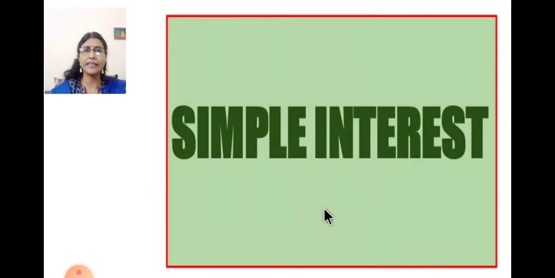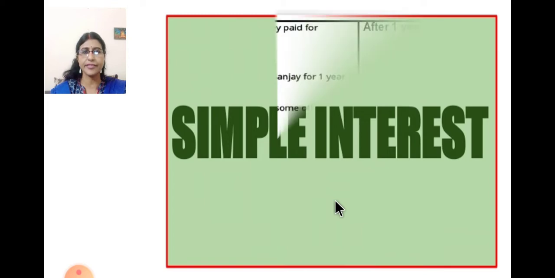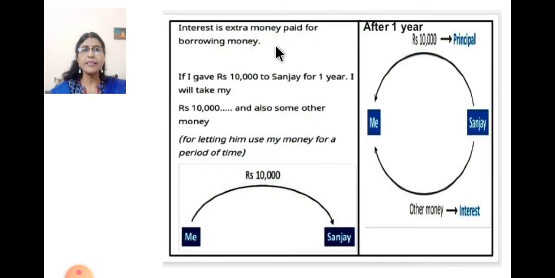First, let us understand what is simple interest. Interest is extra money paid for borrowing money. So if any money is borrowed, the extra money which is given, that is called as interest. If I gave rupees 10,000 to Sanjay for 1 year, I will take my rupees 10,000 and also some other money. That means some extra money for letting him use my money for a period of time.